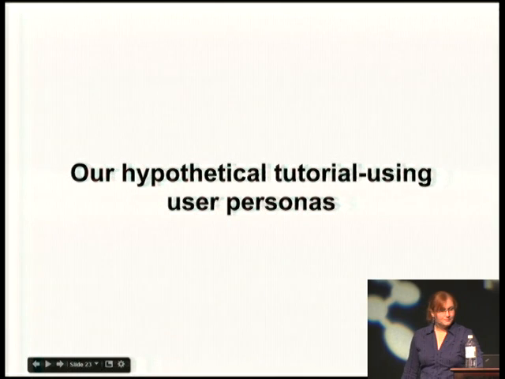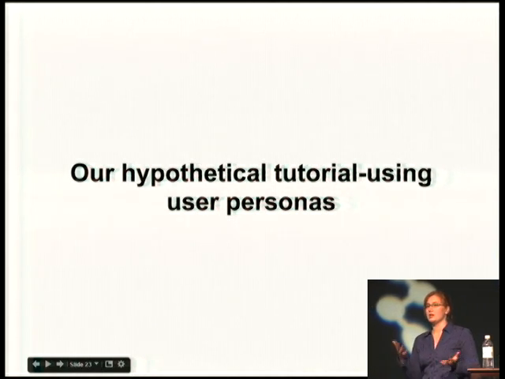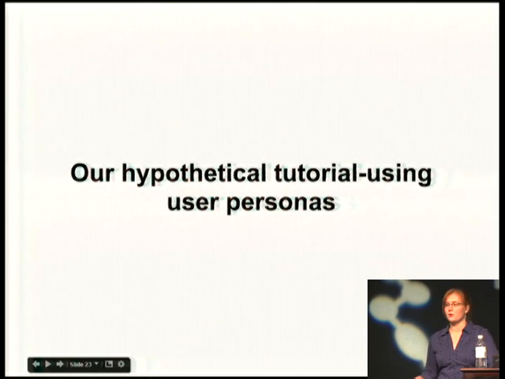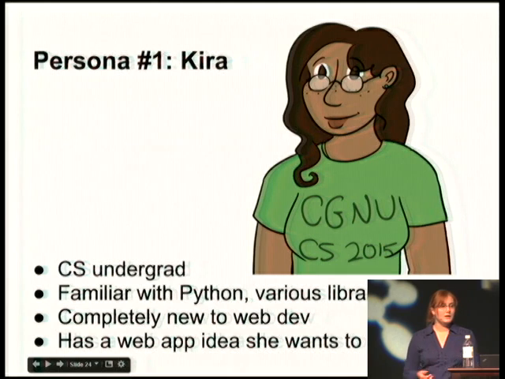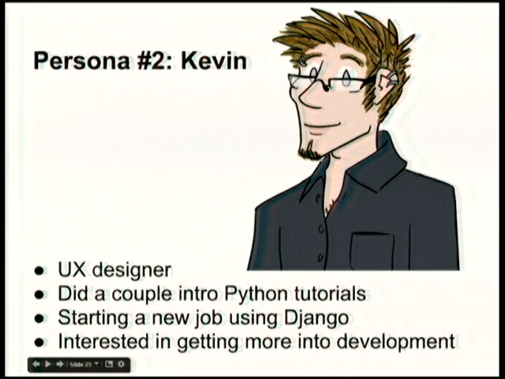And so I've created two personas, two fictional people, who are going through the Django tutorial, trying to use it to get kickstarted on their own projects, to learn how to use Django for their own stuff. Person number one is named Kira. She's a CS undergrad. She already knows Python and a bunch of libraries with it, pretty experienced with it, but hasn't done web dev before and has some sort of web app that she wants to build. Persona number two is Kevin, who is primarily a designer, has done some intro Python tutorials, knows the basics, and wants to get up to speed for working with Django in his new job, and is generally curious about learning more about web development.